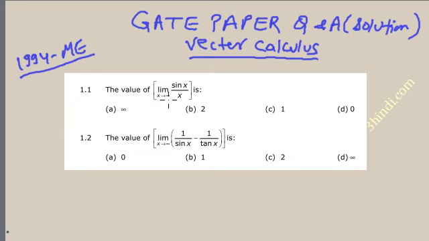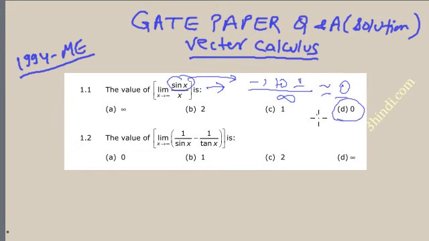x tends to infinity. So if you go to infinity, this sin x will vary from -1 to 1, and divided by infinity, any value here divided by infinity is almost equal to 0. So the answer is D.